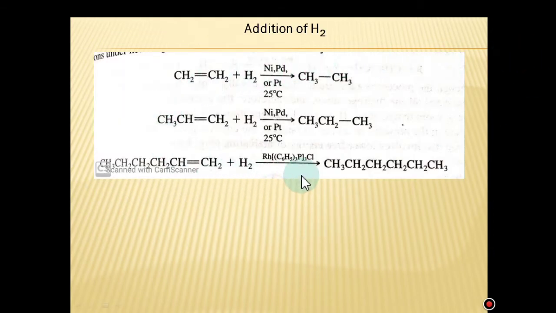These are some examples of addition of hydrogen with alkenes. This is ethene converted into ethane, propene converted into propane. This is hex-1-ene converted into hexane. These are the catalysts.